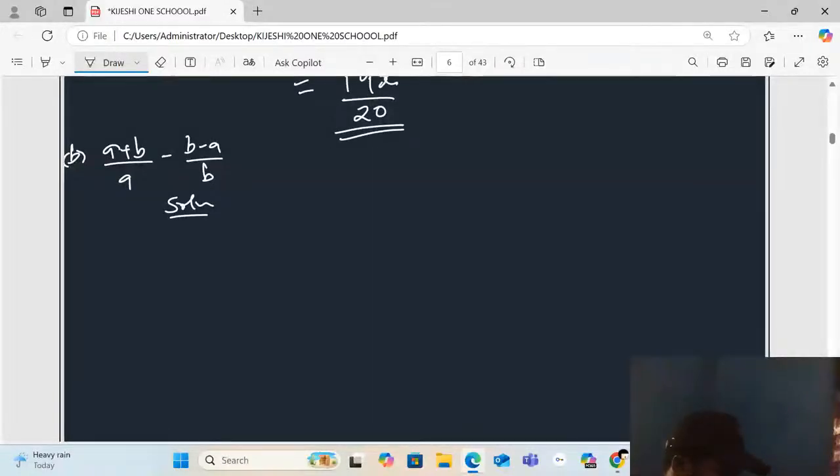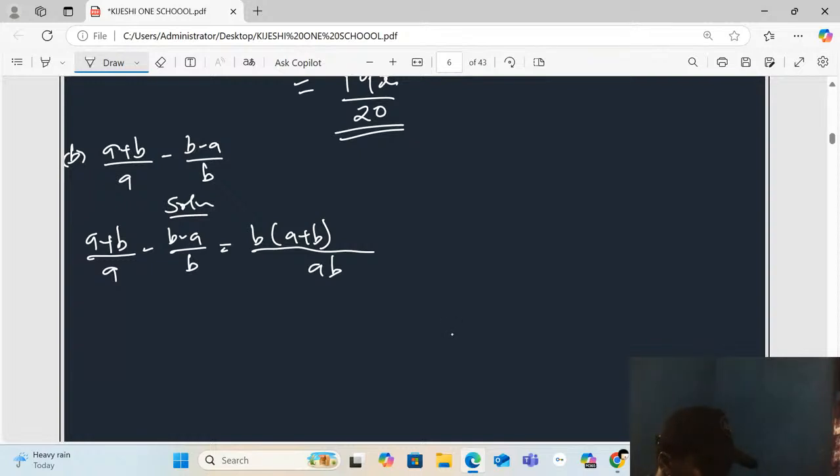Now, we look for the LCM of the two. So we have (A plus B) over (A minus B) over A over B, and we find the LCM of A and B, that is AB. AB divided by A gives B, so B into (A plus B).